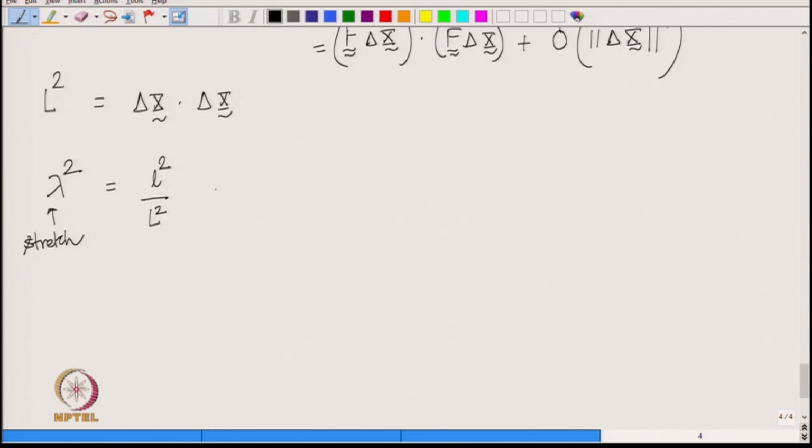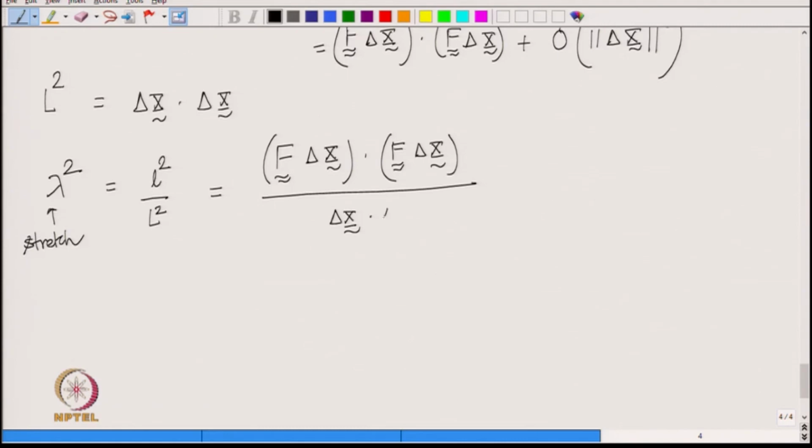Okay, so, based on the formulas that we have already, we could write it as F delta big X dotted with F delta big X divided by delta big X dot delta big X, right, plus big O delta big X cube divided by delta big X dot with delta big X.